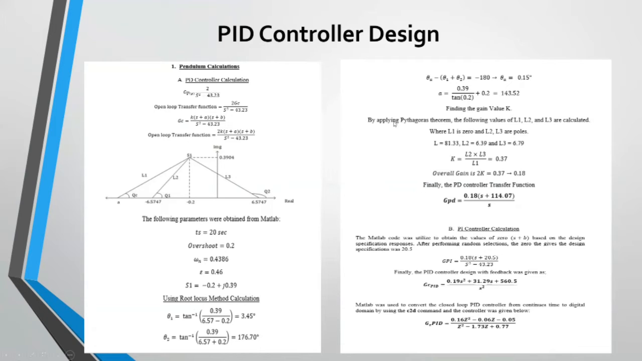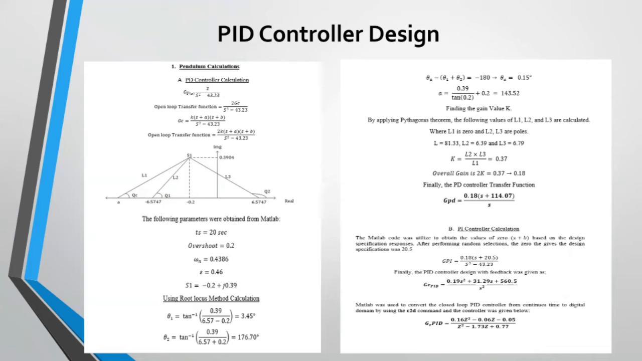After performing all the calculations, we come up with our PD controller, which is given as GPD equals 0.18 S plus 114.07 over S. So that is our PD controller.